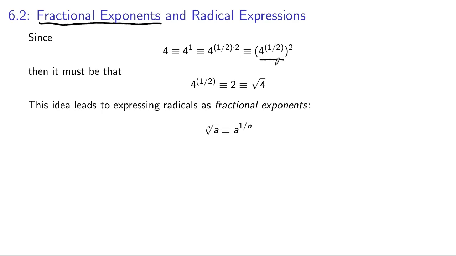We will in a second. And the outer part is squared. So we're multiplying this number by itself and getting 4. Okay? Well, that means that number that we're multiplying by itself must be 2. And also it must be the square root of 4, because if we multiply the number by itself and get it, that's what it means to be a square root. Okay, and this idea leads us to expressing radicals as fractional exponents.